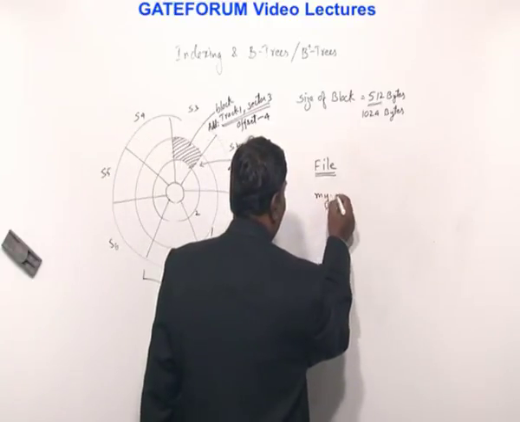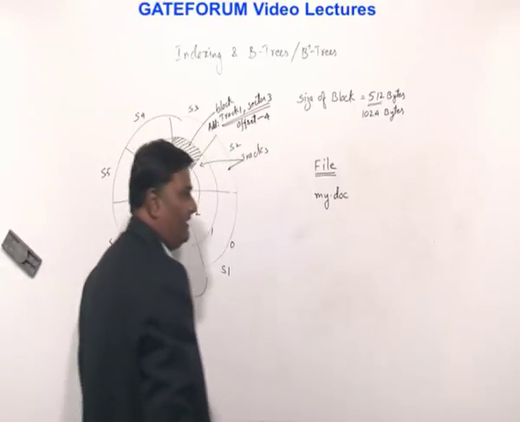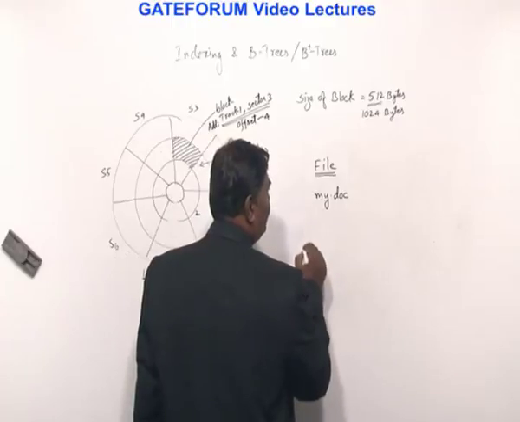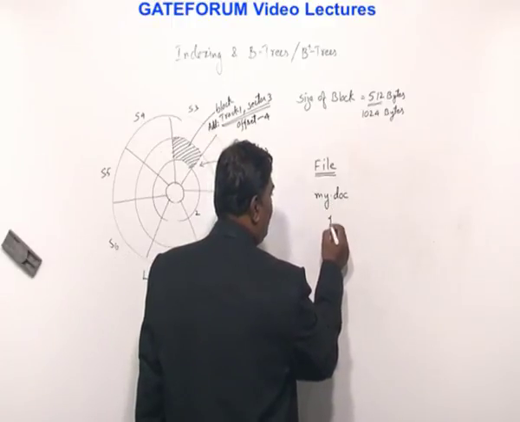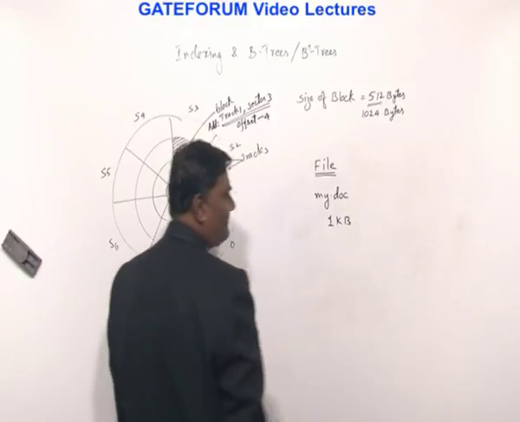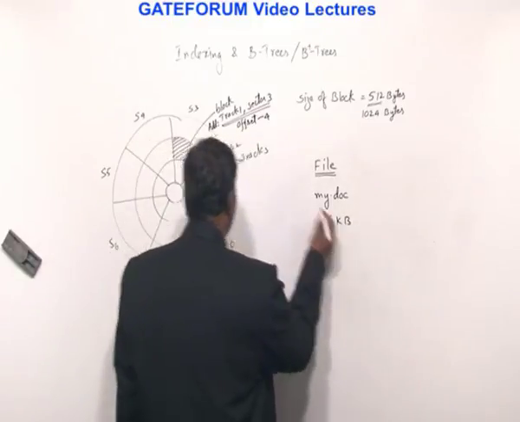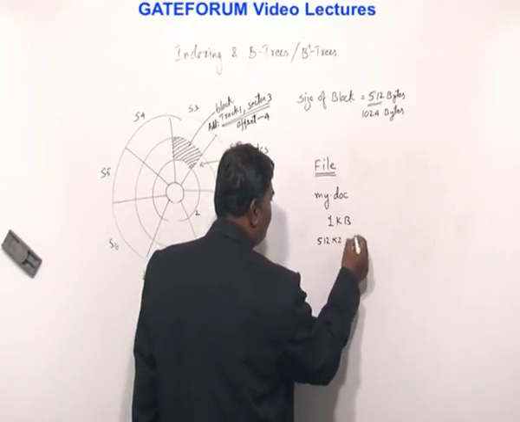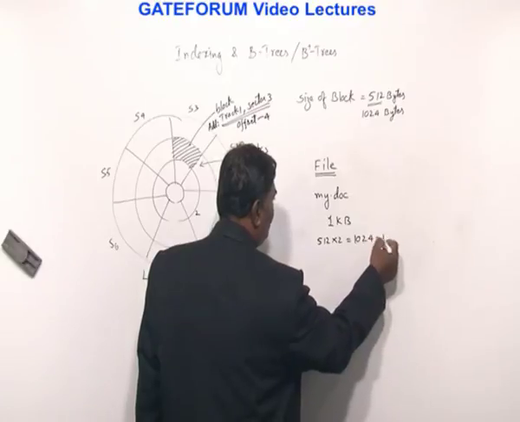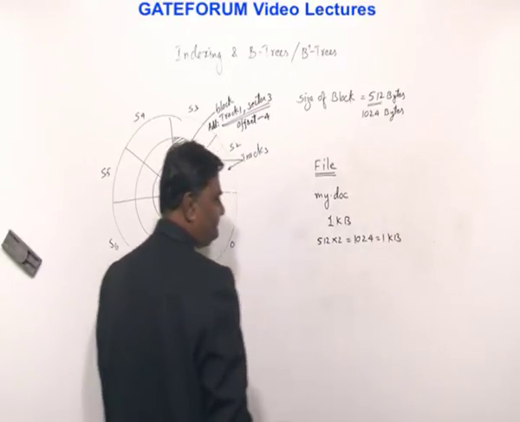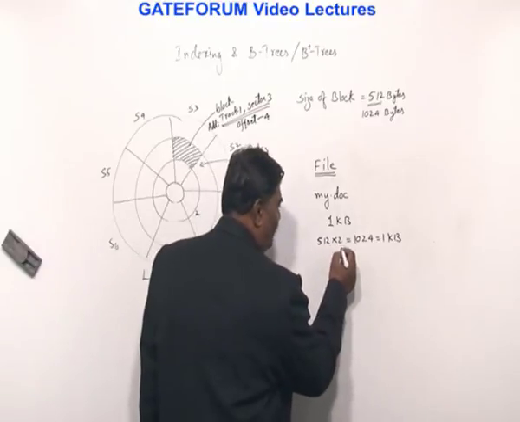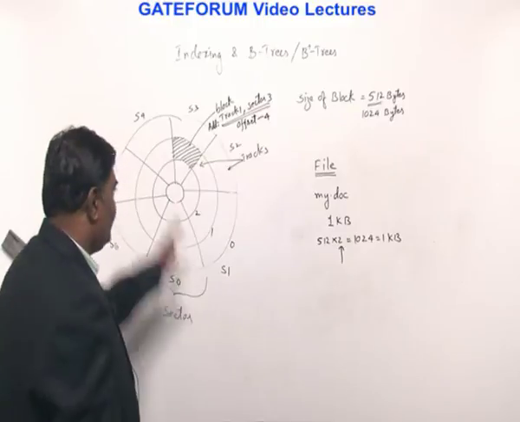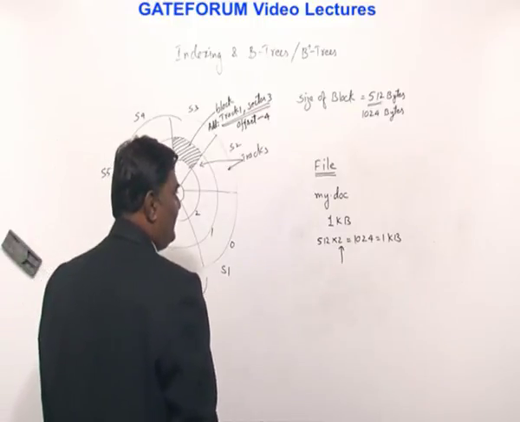So I'll give the name as my.doc, that is a document file, Word file. Now the question is, what is the size of this one? Suppose the size of this is 1 kilobyte. 1 kilobyte means how many blocks does it require? 512 into 2 is 1024, that is 1 kilobyte. So we require 2 such blocks for storing this particular file. So 2 blocks have to be allocated for this particular file.